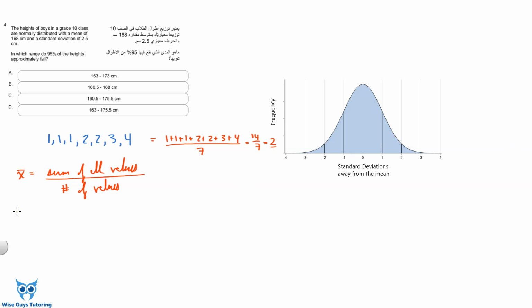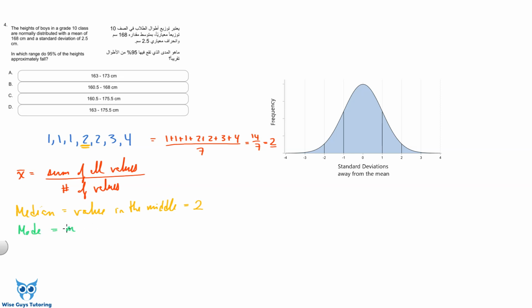Now when it comes to the median, it's just the value in the middle position. Remember, position, so it doesn't care what the value is. Here I have 7 numbers, so the middle one is this guy. My median here would be 2. And the last measure of central tendency that you need to worry about is the mode.